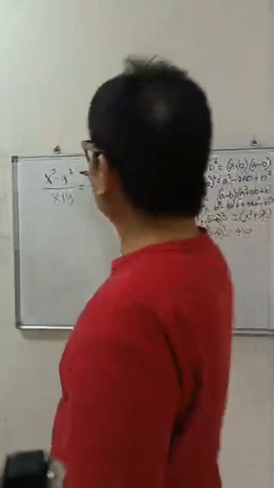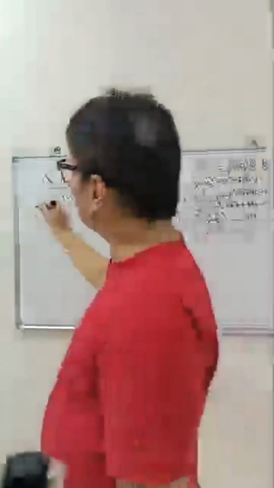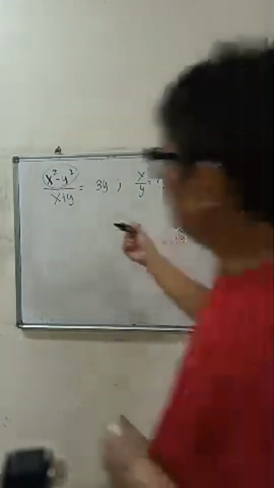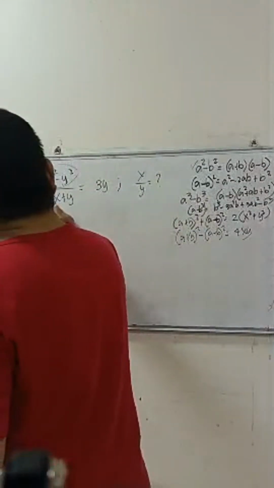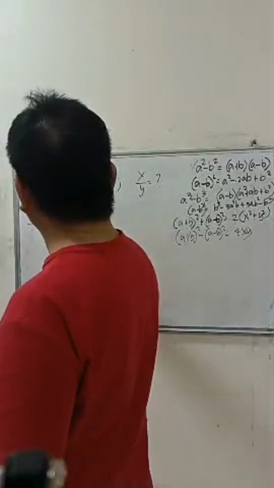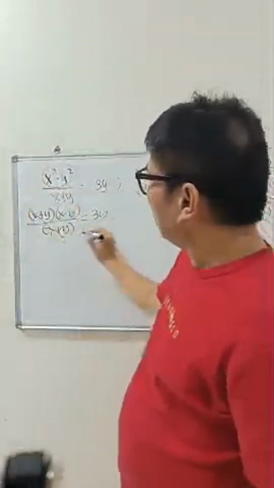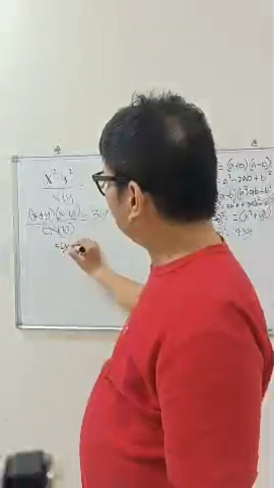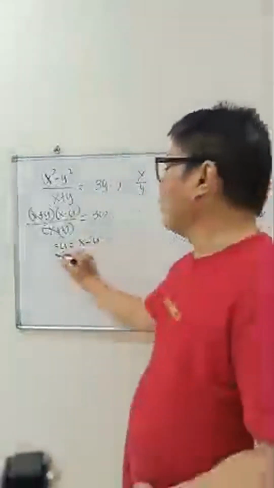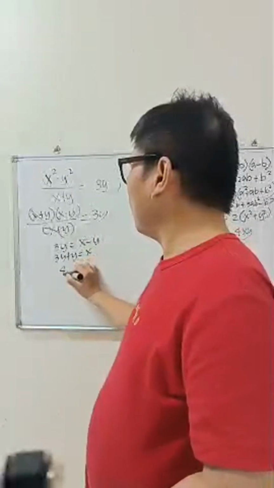Here, it is the difference of two squares, so let's use this one. x plus y times x minus y over x plus y is equal to 3y. So cancel this x plus y. What's left is x minus y equals 3y. Then transpose: 3y plus y is equal to x. Then 4y is equal to x.